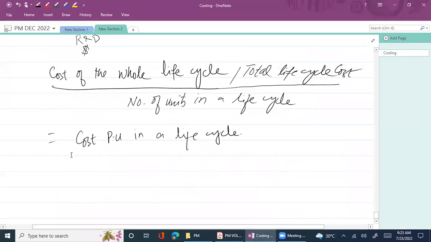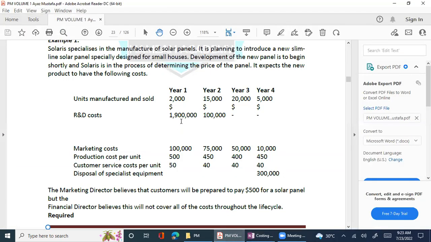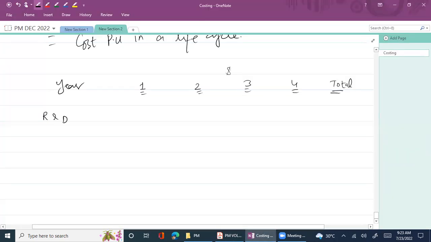The format of doing this is very simple. In the year, we will be starting year 1, 2, 3, and 4. And at the end, we can have a column of total as well. So here, the first stage is research and development. And if we look at the question, the research and development cost is 1.9 million and 100,000. So I am rounding all the figures in thousand.